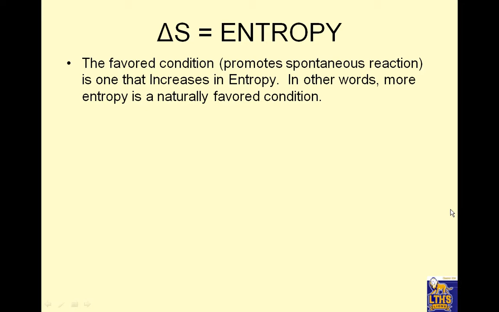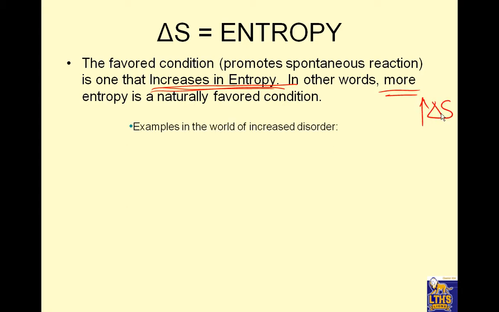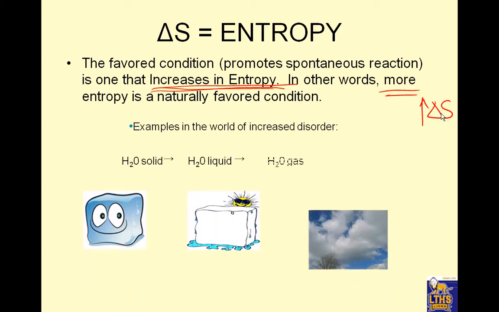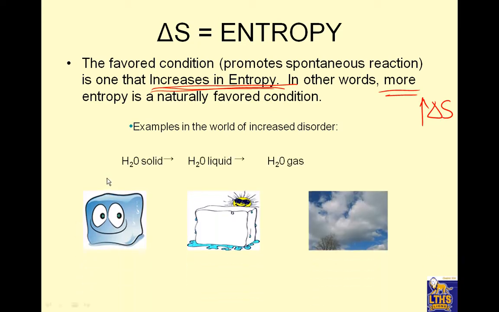The favored condition for entropy, which also helps decide if a reaction is going to be spontaneous or not, is one that gains entropy. In other words, nature favors increasing entropy. More entropy, good. Okay, increasing delta S is favored by nature. So here are some examples of increasing disorder. Look at this. There's a structure in a solid. In a liquid, the molecules are able to move around more.